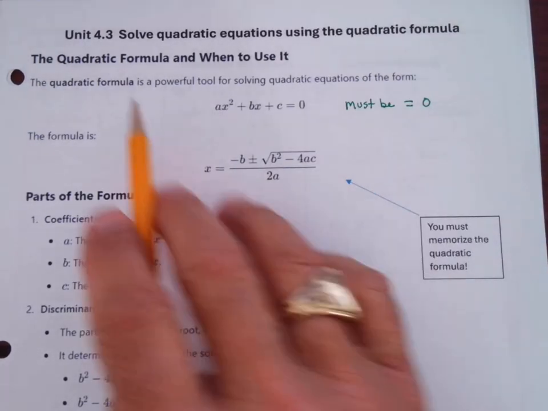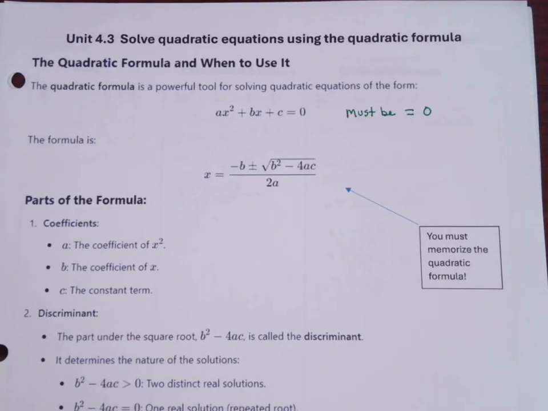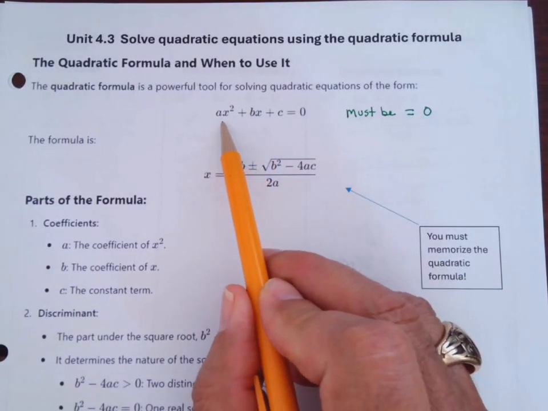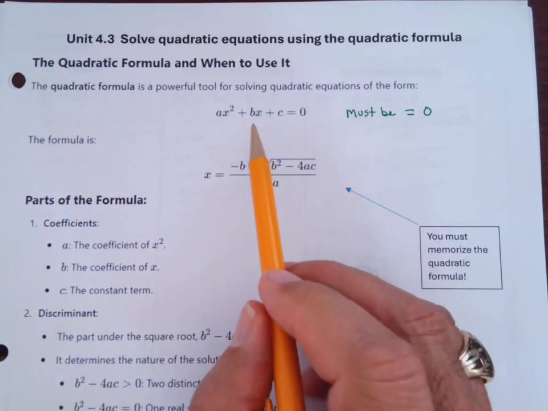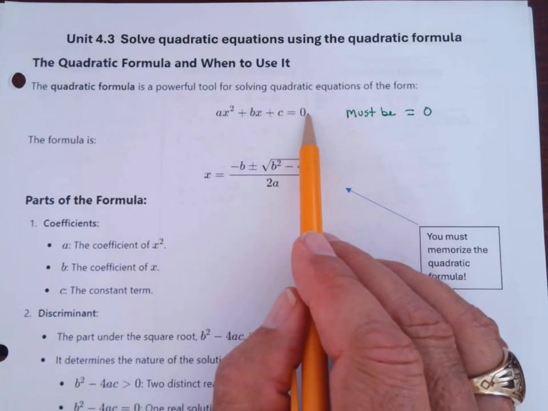Take a look at section 4.3. Solve quadratic equations using the quadratic formula. Okay, so a few things. In order to use the quadratic formula, you must have your quadratic equation in standard form. In other words, everything has got to be on one side, set equal to 0.